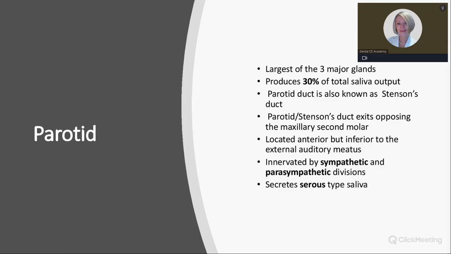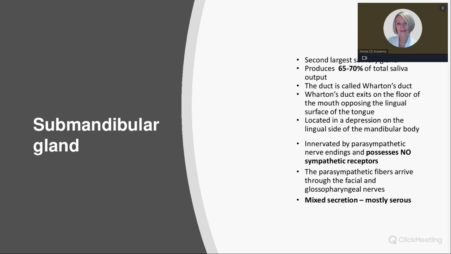So the parotid gland is the largest of the three major glands. It produces 30% of the total saliva output. Of course, Stenson's duct is the parotid duct, and innervated by sympathetic and parasympathetic divisions, and it secretes a serous type saliva. The submandibular gland is the second largest salivary gland and produces 65 to 70% of the total salivary output. The duct is called Wharton's duct, and the Wharton's duct exits on the floor of the mouth, opposing the lingual surface of the tongue, and innervated by parasympathetic nerve endings and possesses no sympathetic receptors.